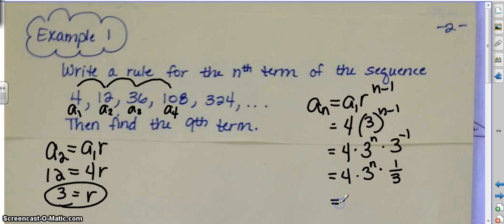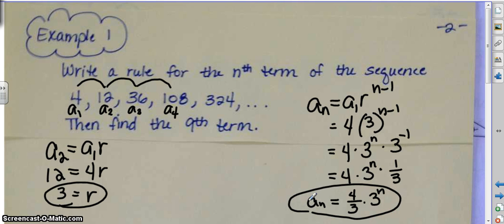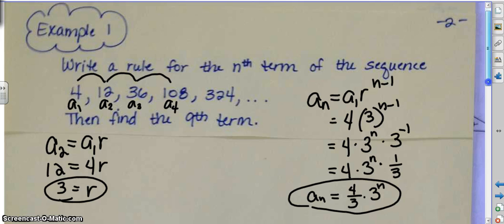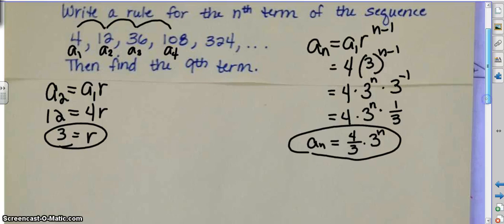And I can simplify this by taking 4 times 1/3, which is 4 over 3, times 3 to the nth. So a sub n is equal to 4/3 times 3 raised to the nth. The next part of the problem says that we need to find the ninth term, and we're going to use the nth term to find the ninth term.